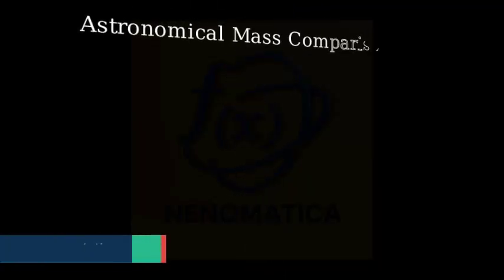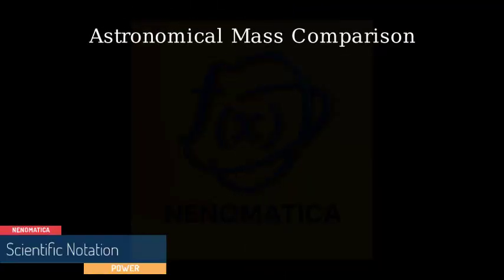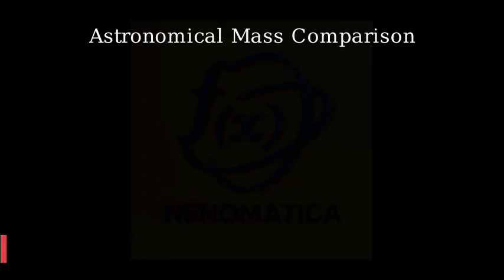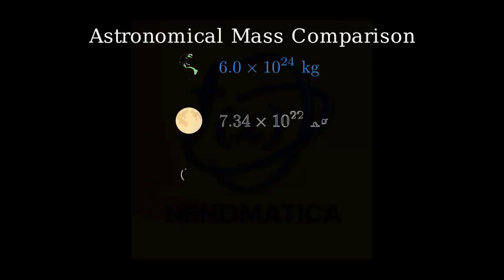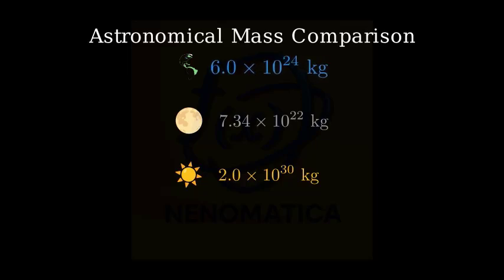Welcome! Today we'll solve a problem about comparing the masses of the Earth, Moon, and Sun. Let's look at the problem statement. Our problem states that the masses of the Earth, Moon, and Sun are approximately equal to the following numbers in kilograms. Earth, 6.0 times 10 to the power of 24 kilograms. Moon, 7.34 times 10 to the power of 22 kilograms. Sun, 2.0 times 10 to the power of 30 kilograms.